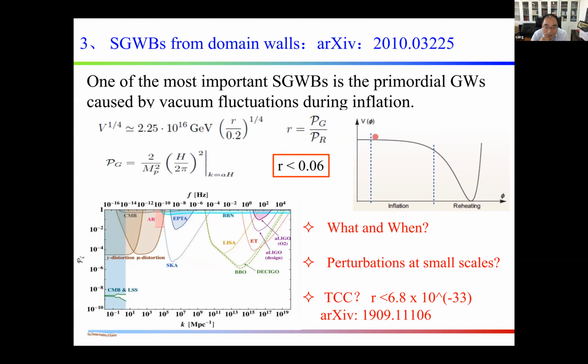The third one: if the Planck censorship conjecture is valid, in that case, the ratio of tensor perturbation over scalar perturbation will be quite small. In that case, the primordial gravitational wave is almost impossible to detect.